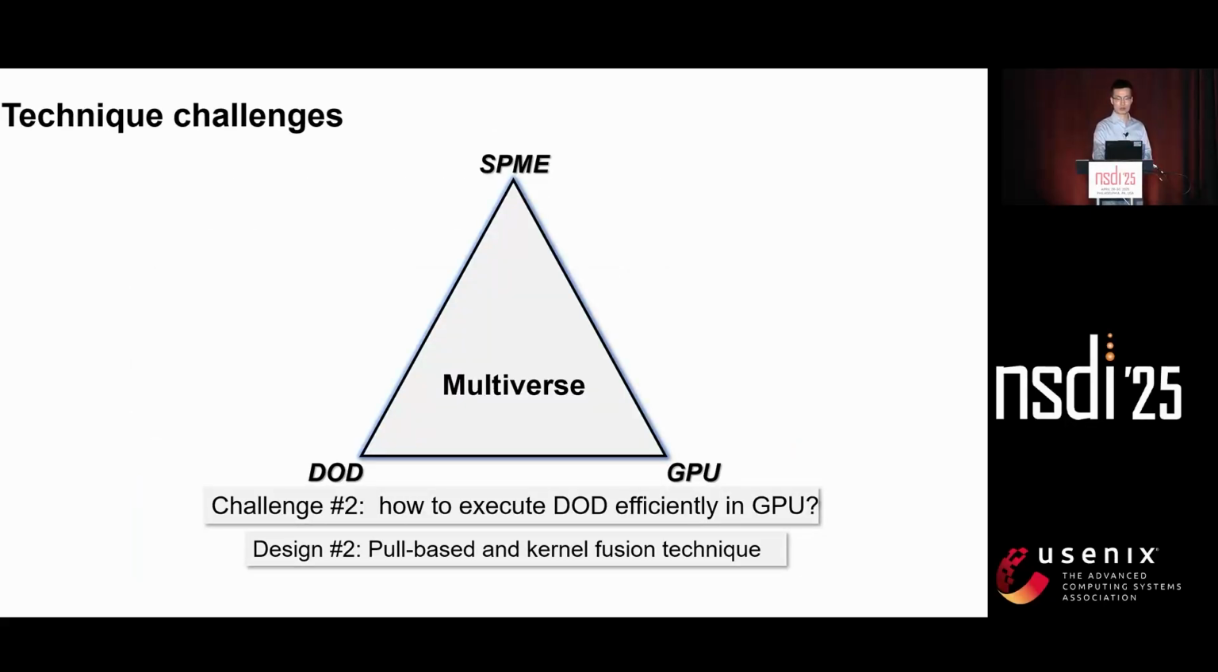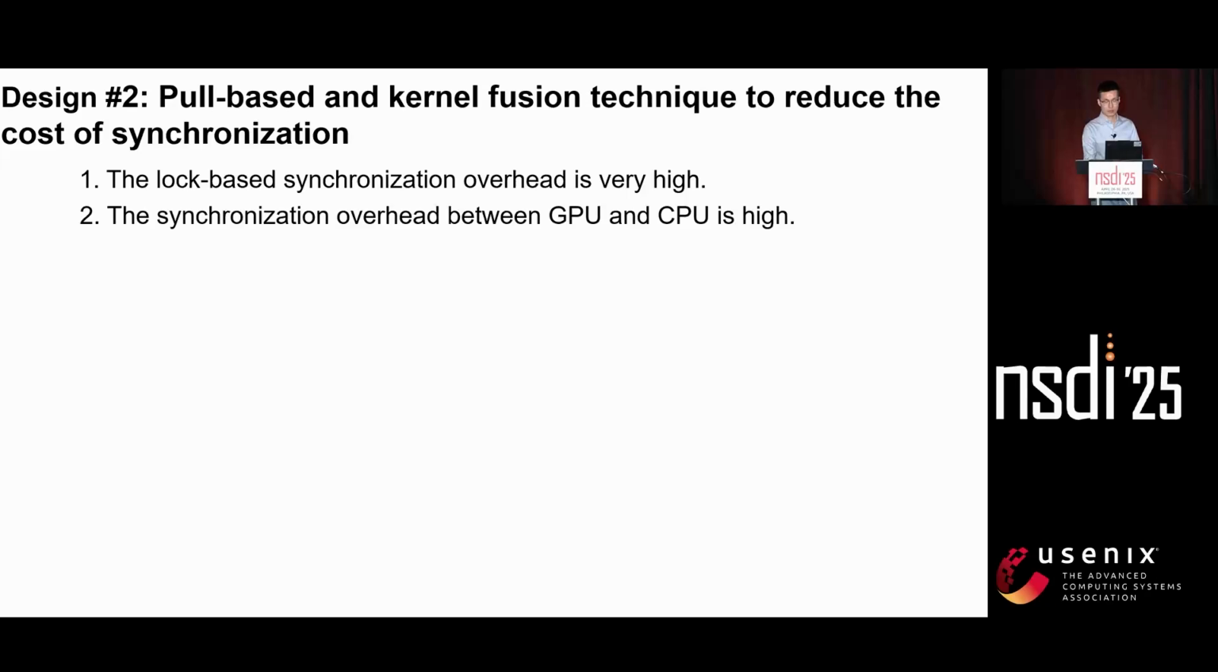The second challenge is how to execute DoD efficiently in GPU. To address that, we designed a pool-based and the kernel fusion technique. As we know, GPU lacks lock-free synchronization mechanisms in the many-to-one write conflict scenario, such as multiple-to-one forwarding in egress ports in a network switch. And the overhead of GPU to CPU synchronization is very high, which limits the efficiency of simulation using GPU.